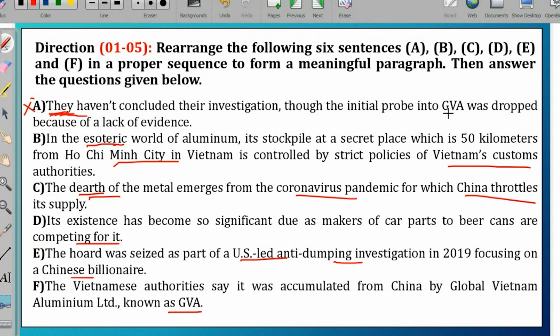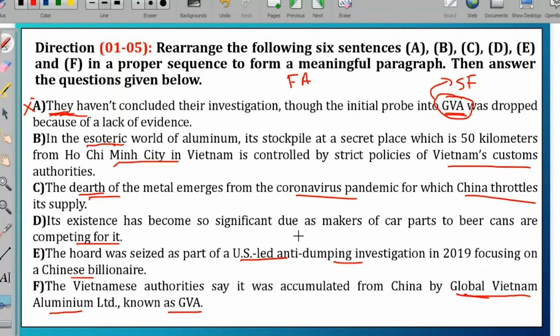Now, in this statement you are also seeing GVA. Do you see GVA? This is a short form. GVA is a short form of what? Global Vietnam Aluminium. So we understood that F and A, where F has the full form and A has the short form, make a pair. Which one? F and A.